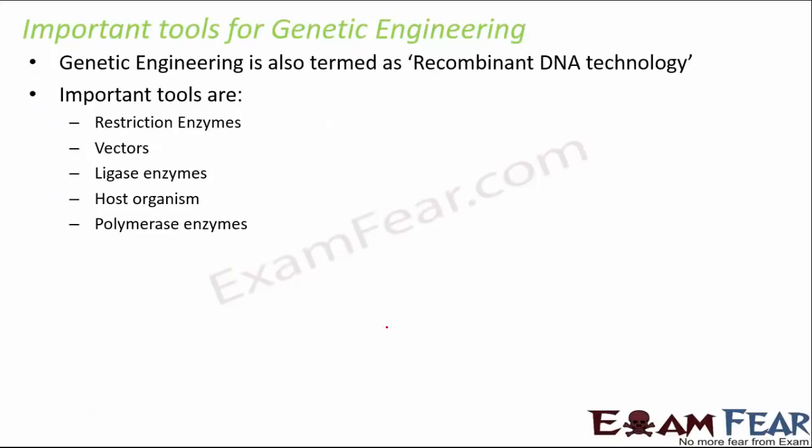Now, what are the important tools for genetic engineering? Genetic engineering is also known as recombinant DNA technology, because here the main part of genetic engineering is that recombinant DNA is formed. So the important tools are restriction enzymes, which act as scissors to cut DNA; vectors, which transfer DNA; ligase enzymes, which act as glue to fix the cut DNA to the plasmid; the host organism, because inside the host organism only we put the recombinant DNA; and polymerase enzymes, which help the recombinant DNA to multiply inside the host cell.